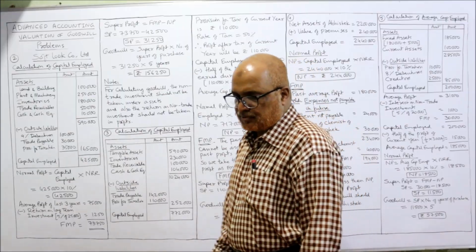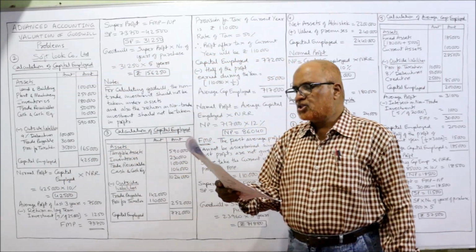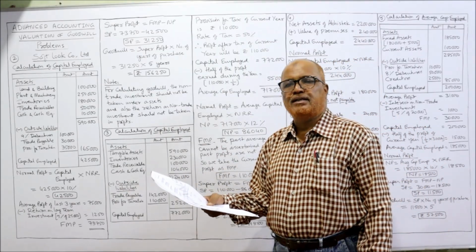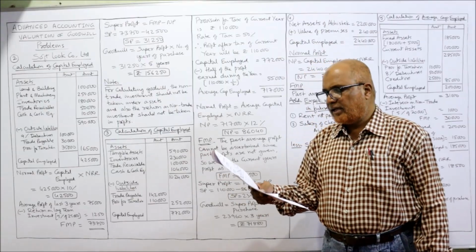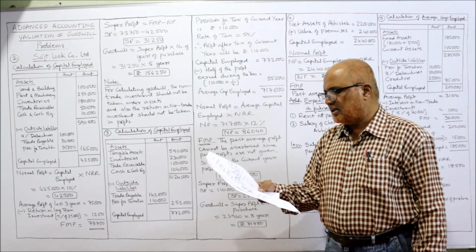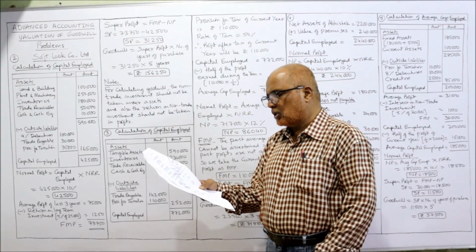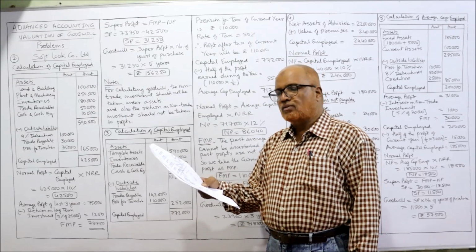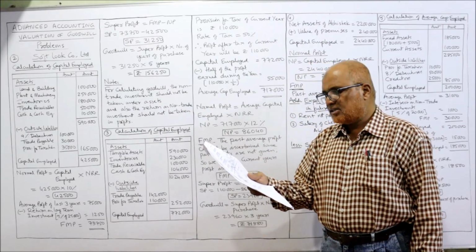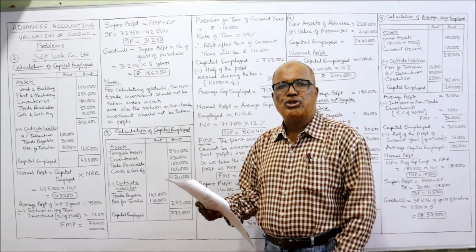Now, problem number 3. See the third problem. The balance sheet of Sriman Company Limited disclosed the following position at 31st March 2010. The particulars: equity and liability, shareholders' fund, share capital, reserves and surplus, non-current liabilities. There are no non-current liabilities. Current liability: trade payable, short-term provisions, total. Then assets consist of non-current assets, fixed assets, tangible, 5,90,000, inventories, trade receivable, cash and cash equivalent. This is the complete balance sheet given.